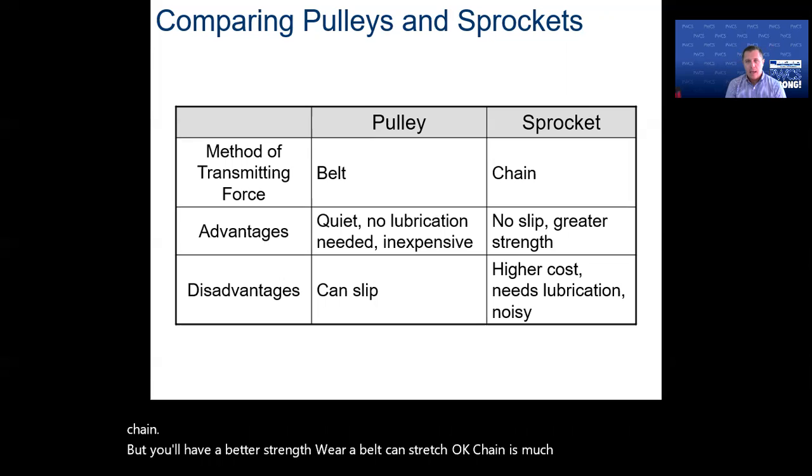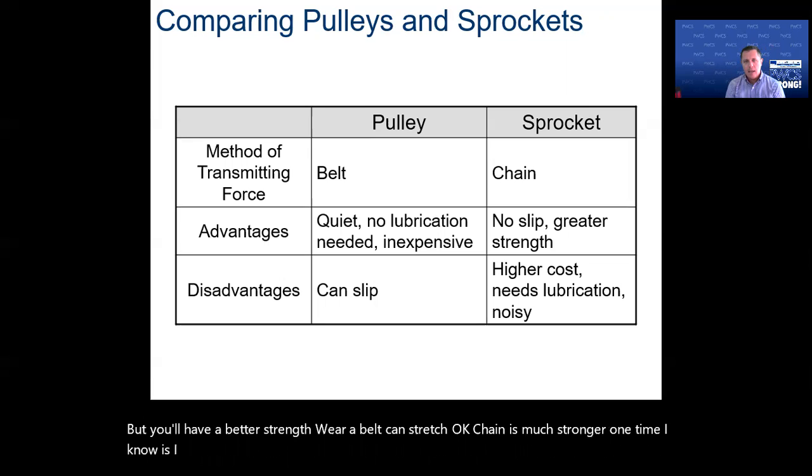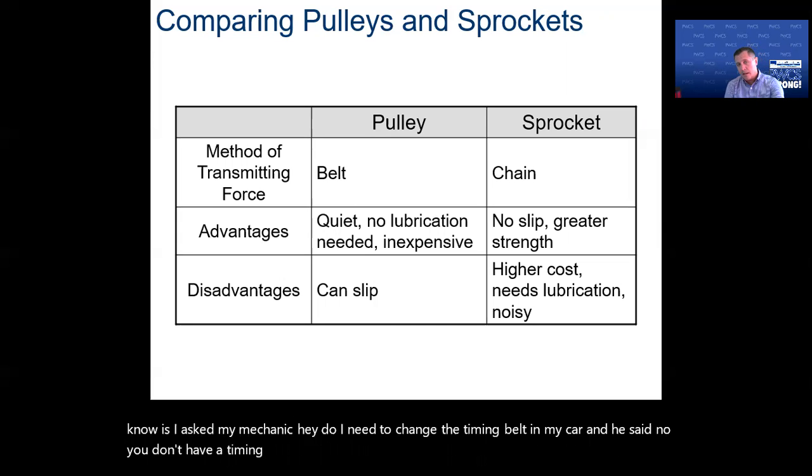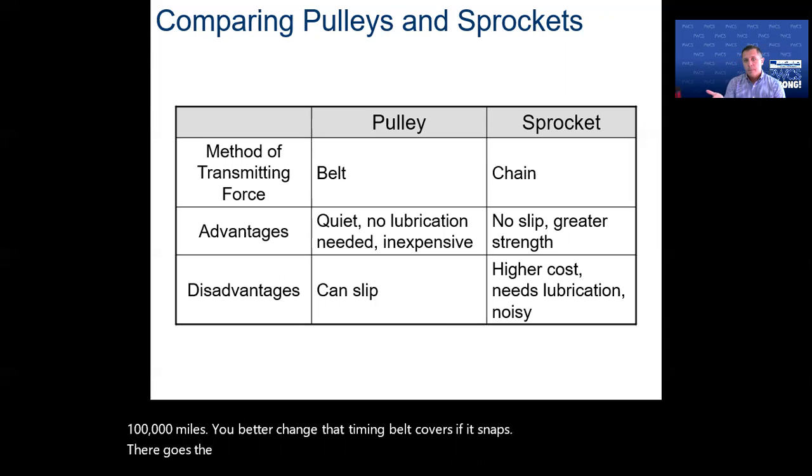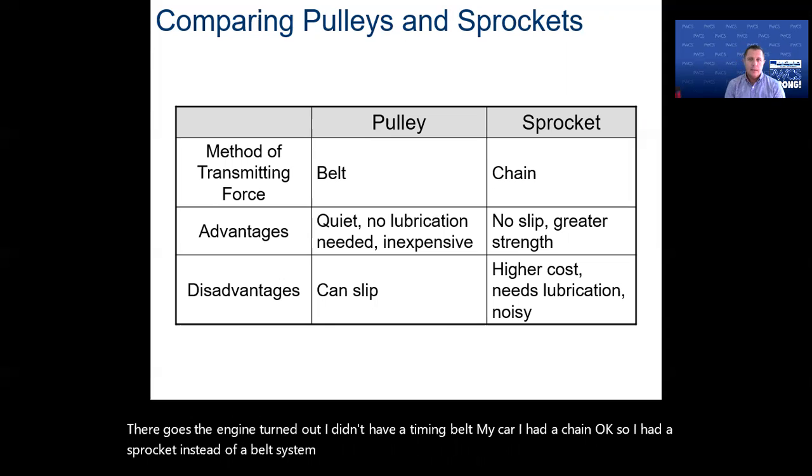One time I asked my mechanic, hey, do I need to change the timing belt in my car? And he said, no, you don't have a timing belt. If you don't know about timing belts, they tell you every 100,000 miles you better change that timing belt, because if it snaps, there goes the engine. Well, turned out I didn't have a timing belt in my car. I had a chain. So I had a sprocket instead of a belt or pulley system in the engine of my little Toyota.